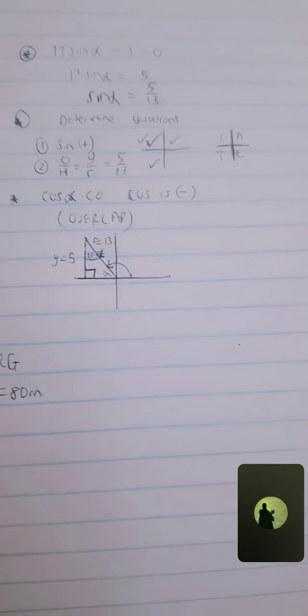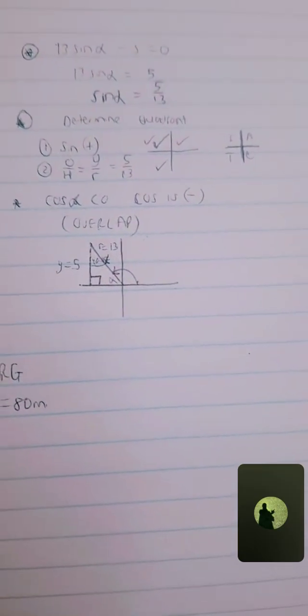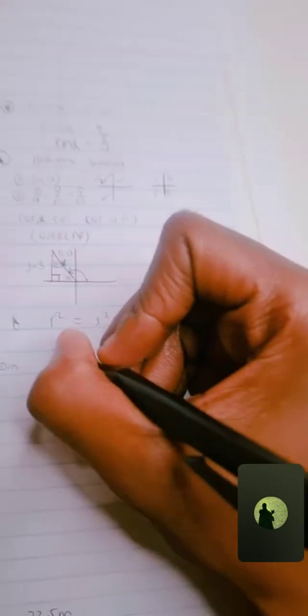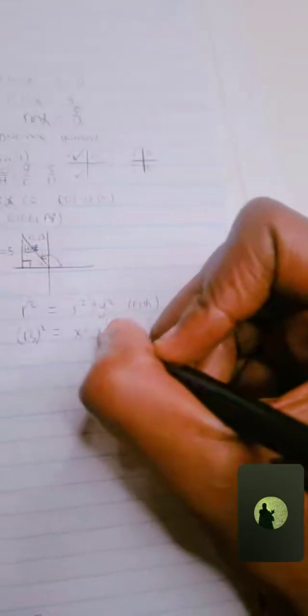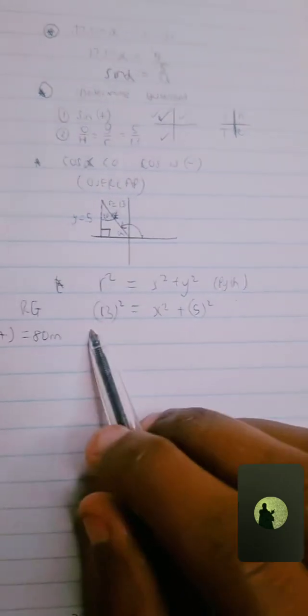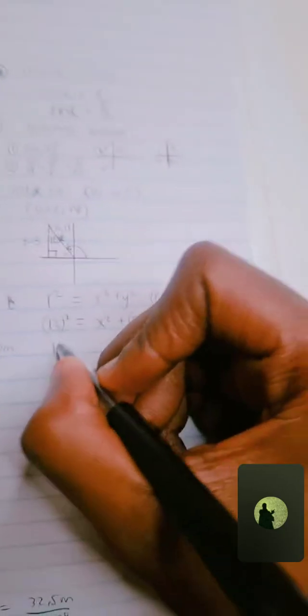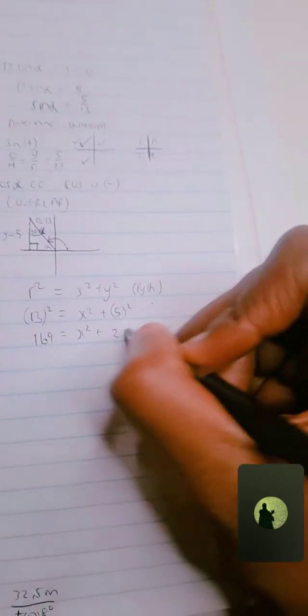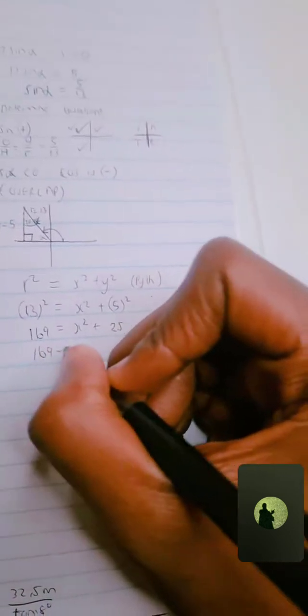Then we have a missing side. So what do we do to find the missing side? You have to use the Pythagoras theorem. So that is our next step. r squared is equal to x squared plus y squared. r is 13, we square it. x, we are looking for him. y, we have him. What's 13 squared? 169. x squared plus what's 5 squared? 25. Awesome. We transpose the 25.